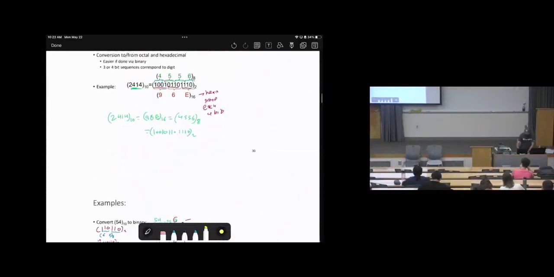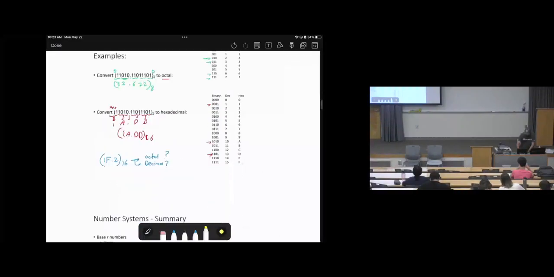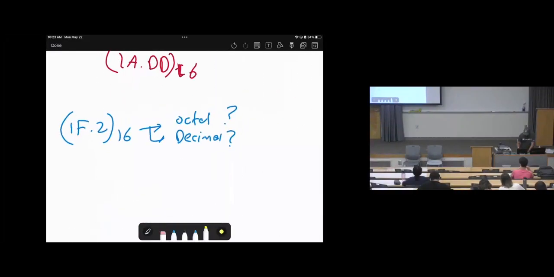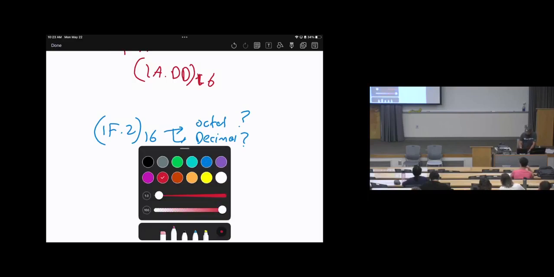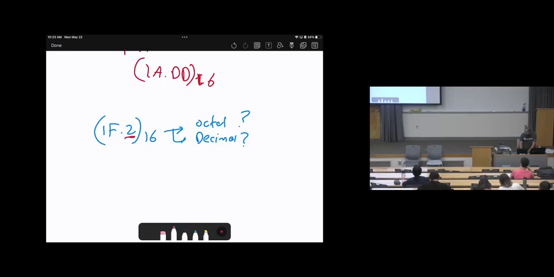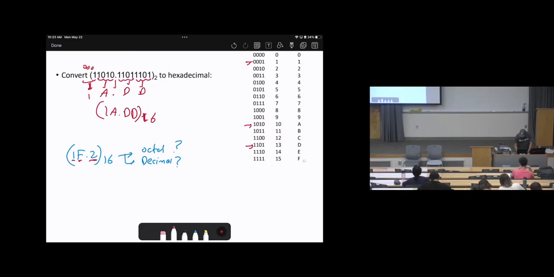So let's do it. So 1F.2. How can I convert this to binary? Use the table. Each number will be in a group of 4. So 2, look at the table. Where is 2? Here is 2 in hexa, which is equivalent to 0, 0, 1, 0. Then put a radix point.